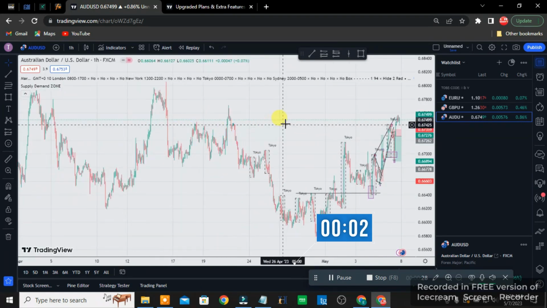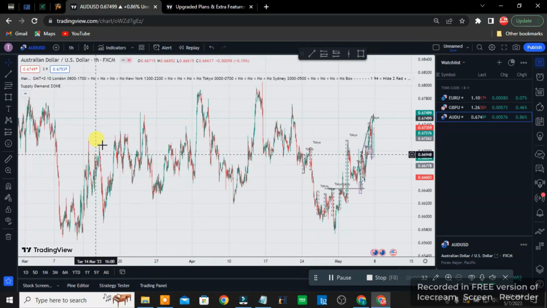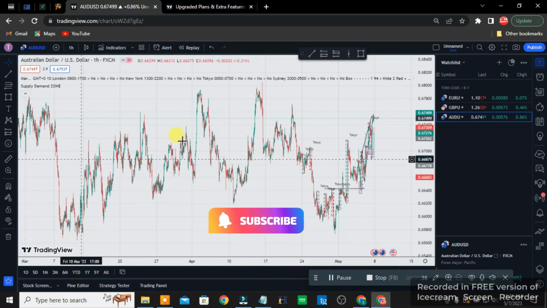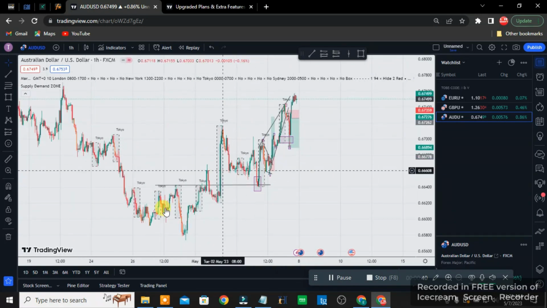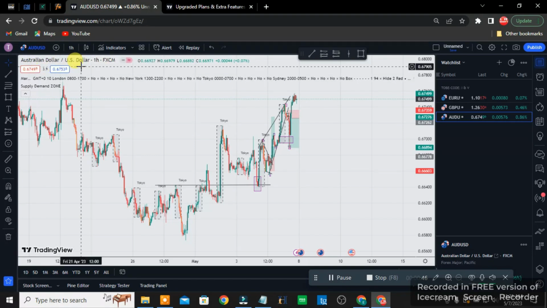So let's get straight in. As you can see, if you zoom out on your chart, you can clearly see the whole price movement. All this is not important, right? The only important thing is what price is currently doing now. I'm using the Australian dollar, AUD/USD, on the 1 hour time frame.